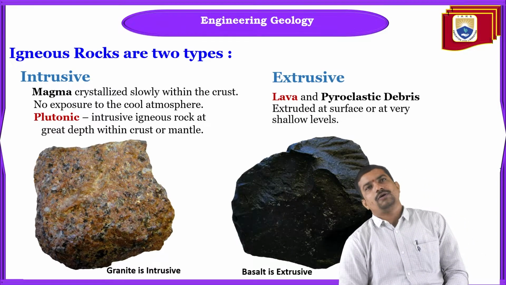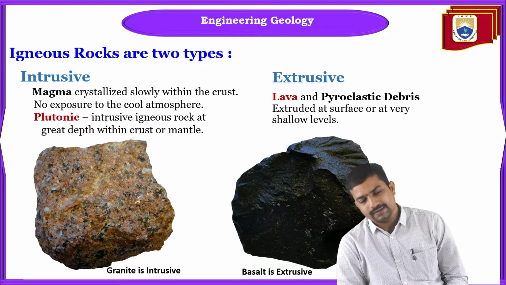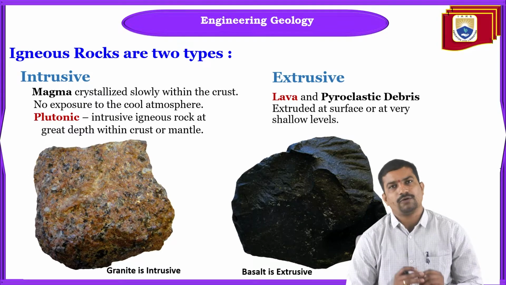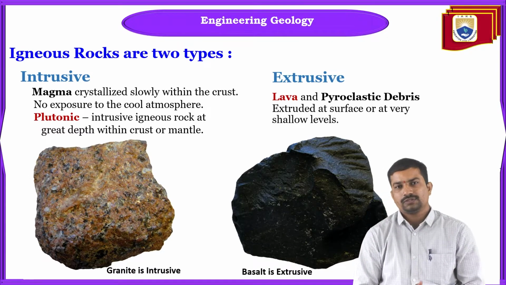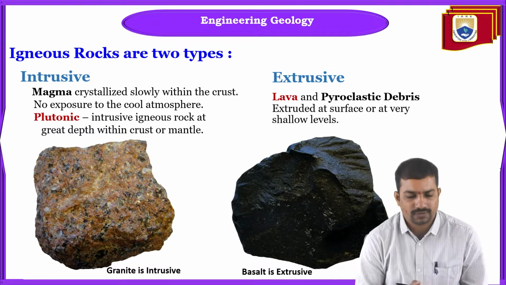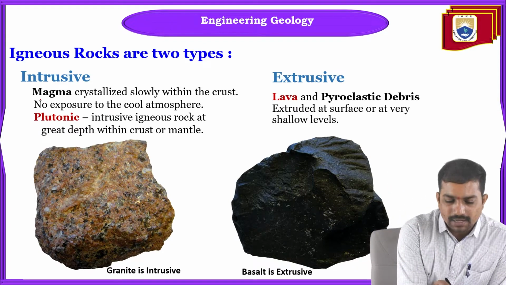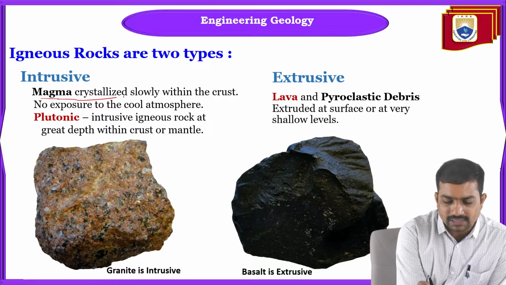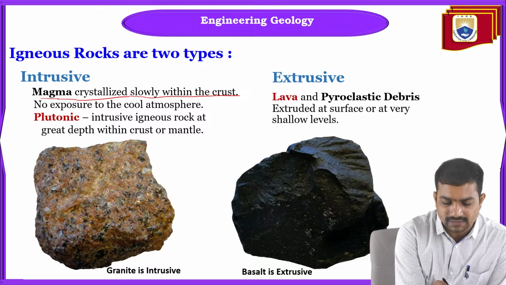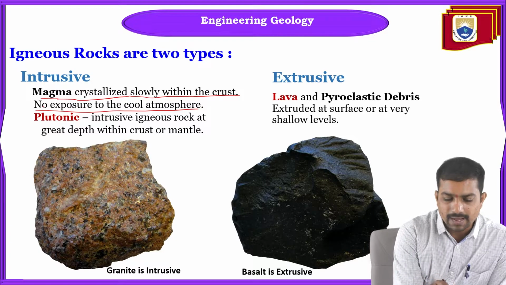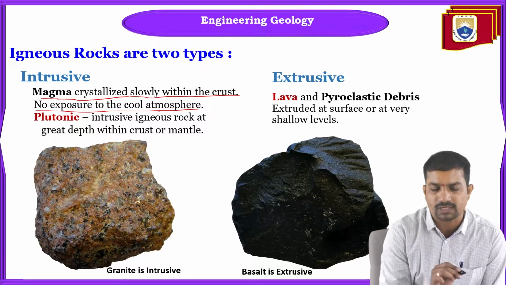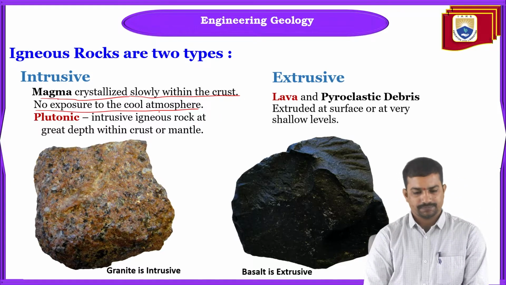Next, as I have already highlighted, igneous rocks are of two types, intrusive and extrusive. So what is this intrusive? It's very simple. Magma crystallized slowly within the crust. No exposure to the cool atmosphere.